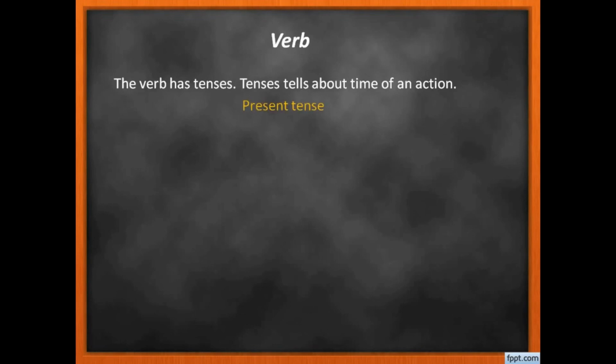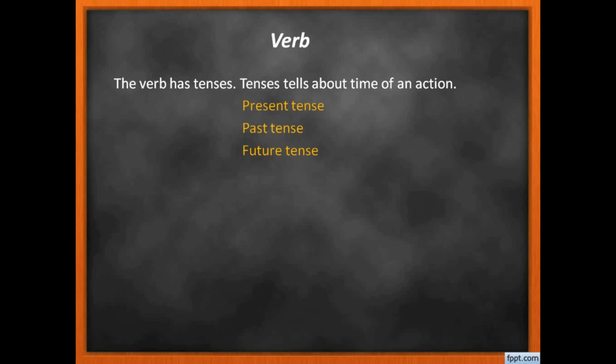Now let's go to the next part of speech, verb. Verb plays an important role in the English language. Every sentence must have a verb. Actually, the verb has tenses: present tense, past tense, future tense. Tense tells about the time of an action. You will be learning this in the next class. But let us know what is a verb.